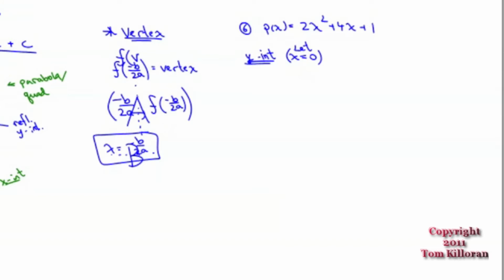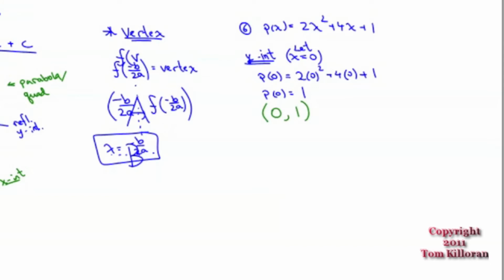This goes way back, linear equations and graphing. To find a y-intercept, you let x equal 0, which is the same thing as doing p of 0. When x is equal to 0, p of x becomes p of 0. So p of 0 equals 2 times 0 squared plus 4 times 0 plus 1, which is 1, because the zeros cancel out. That's a coordinate. So the y-intercept has x equal to 0 and y equal to 1, giving us the y-intercept (0, 1).